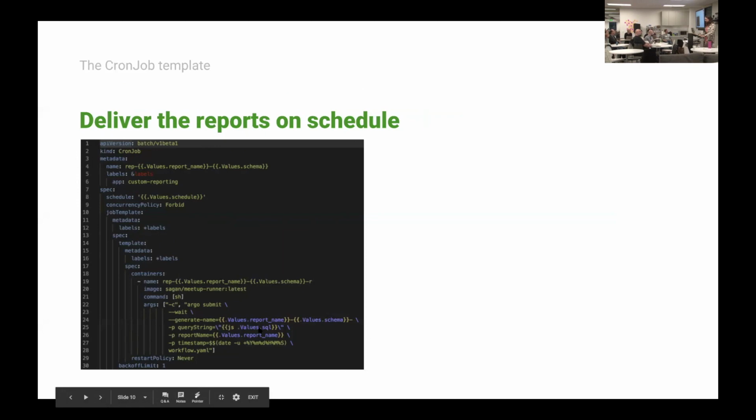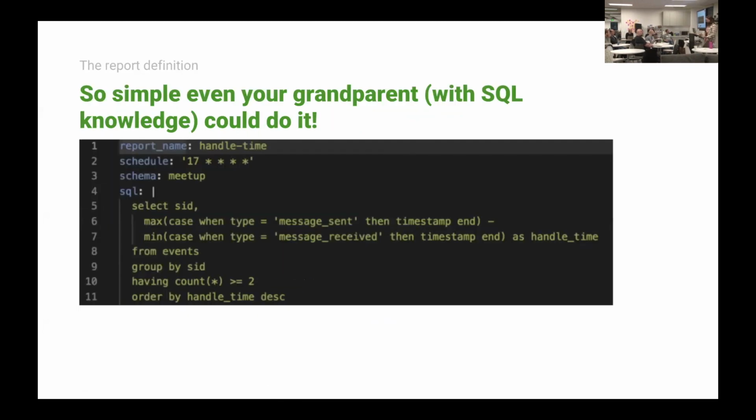So what does my custom report actually look like? I have a spec file which specifies the report name and a schedule. In this example, I'm running the report 17 minutes after every hour, a schema in the database where I want to run my query against, and the SQL for that query. This definition is specific to what we do. It is actually a Helm values overrides file.